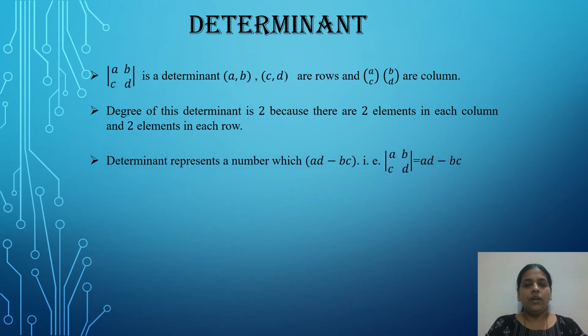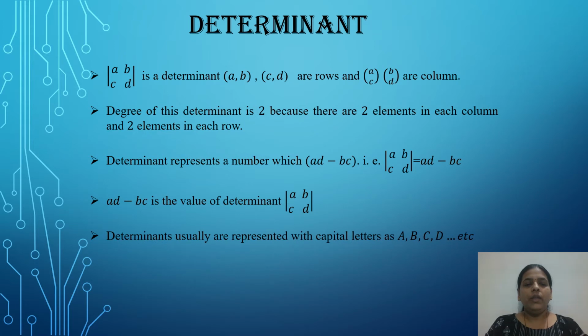A determinant represents a number which is calculated as a into d minus b into c. That is, if we want to calculate the value of the determinant |a b; c d|, we multiply a into d minus b into c. A into d minus b into c is the value of the determinant. Determinants are usually represented with capital letters only, like capital A, capital B, capital C, and so on. So these are the basic concepts related to the determinant, and we will explore these concepts with the help of some examples.